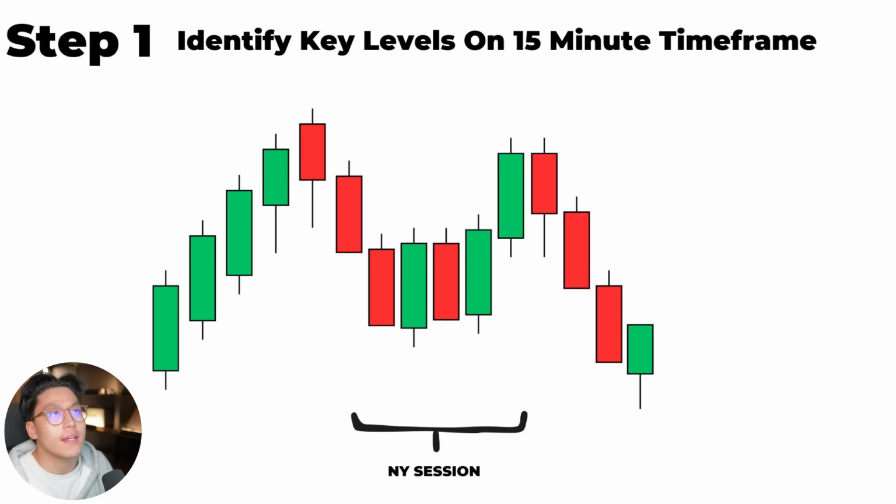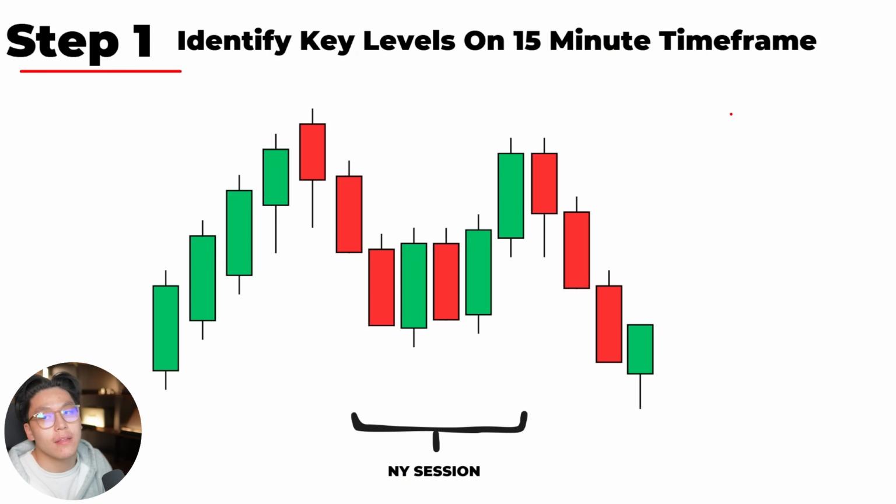So before I get into some of the trades that I ended up taking in real time, I want to talk about the 4 main steps on how to execute this strategy properly. And step number 1 is identify the key levels on the 15-minute time frame.